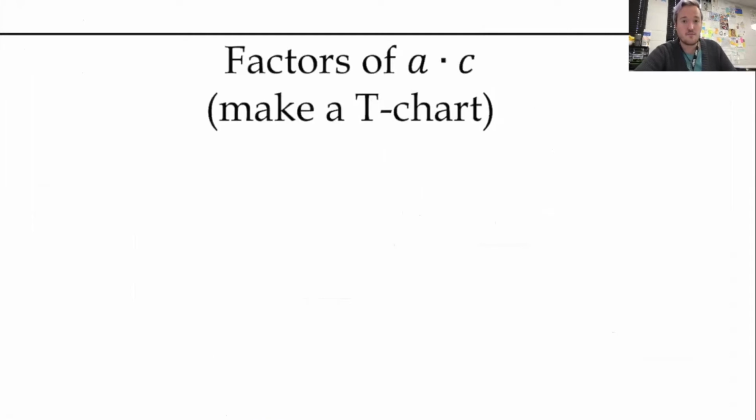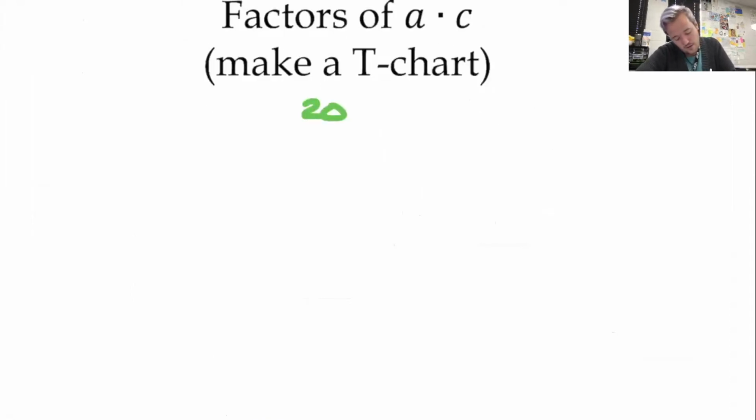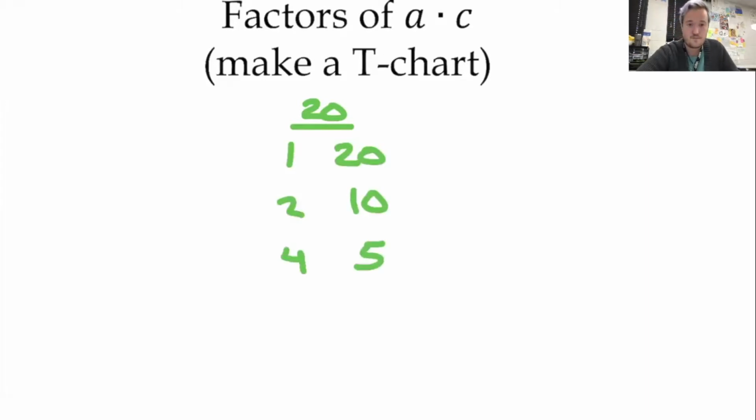Now what we want to do is find the factors of that number, the factors of AC. Our number here is 20, so I want to find all the factors of 20. We have 1 and 20, 2 and 10, and 4 and 5.